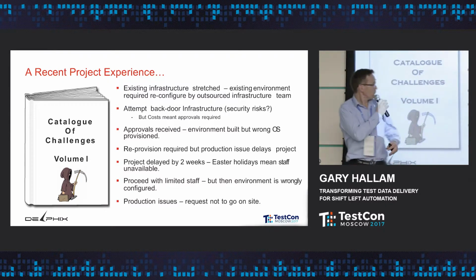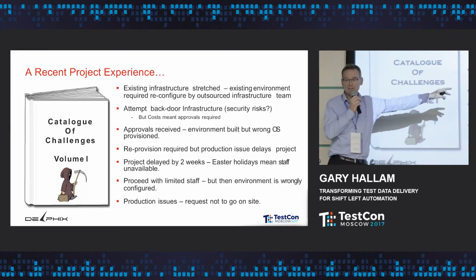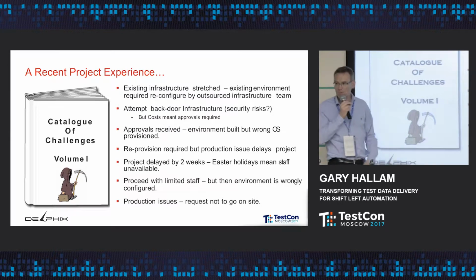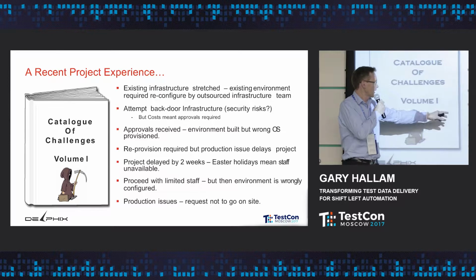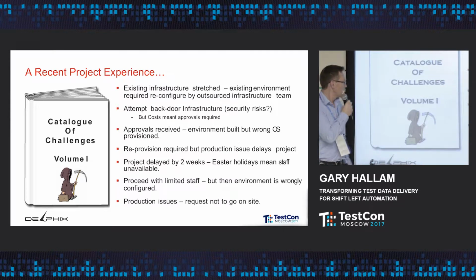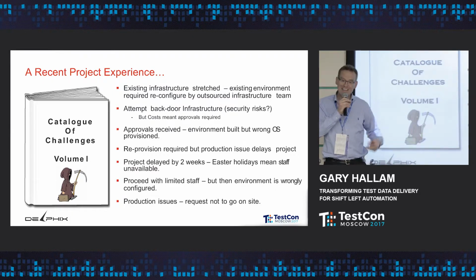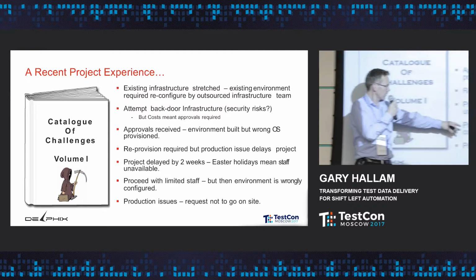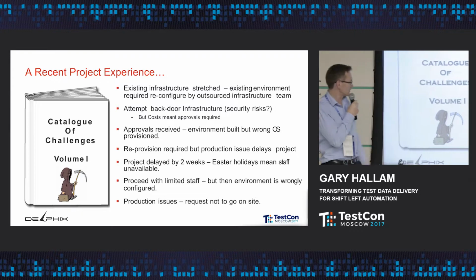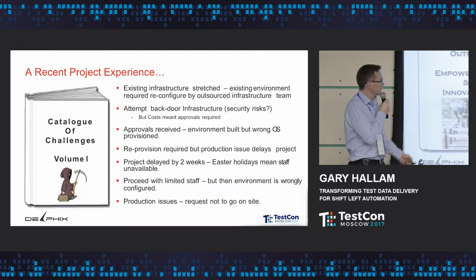So when we got the approval, we provisioned an environment. They'd used the wrong operating system, so we had to start again. When they wanted to start again, there was a production problem. When they had the production problem, there was a 2-week delay. That project delay of 2 weeks took us into the Easter holiday. This was last year. And we weren't going to be able to do it. We're going to have to just delay it even longer. Instead of delaying it longer, we proceeded with limited staff. And obviously when you proceed with limited staff, then you get some issues. We had some production issues.